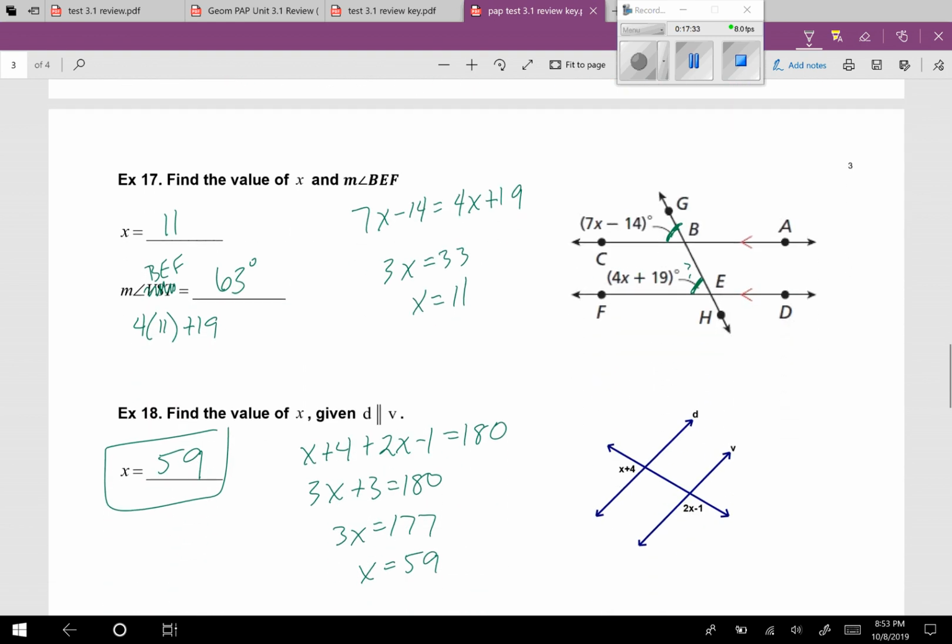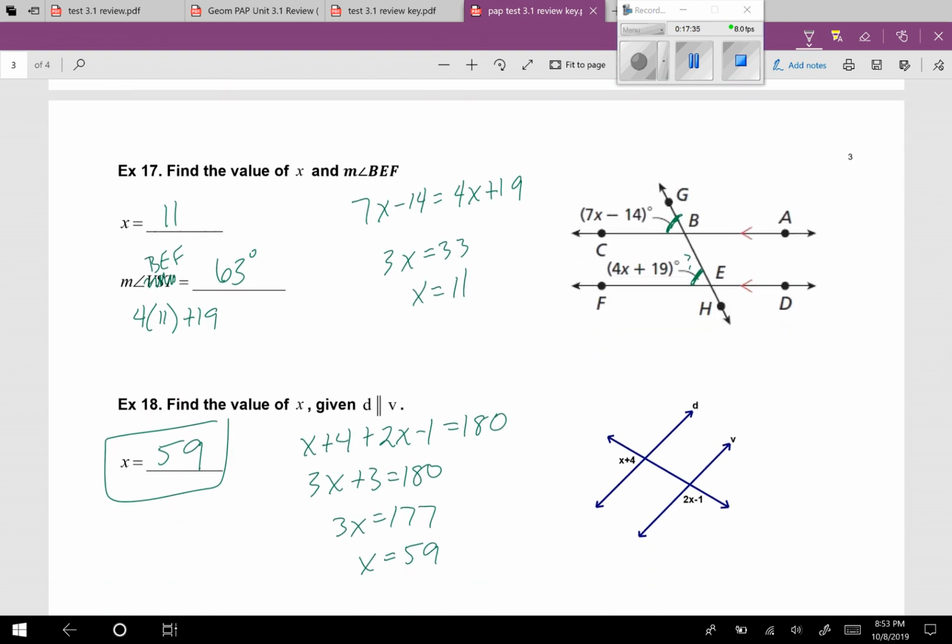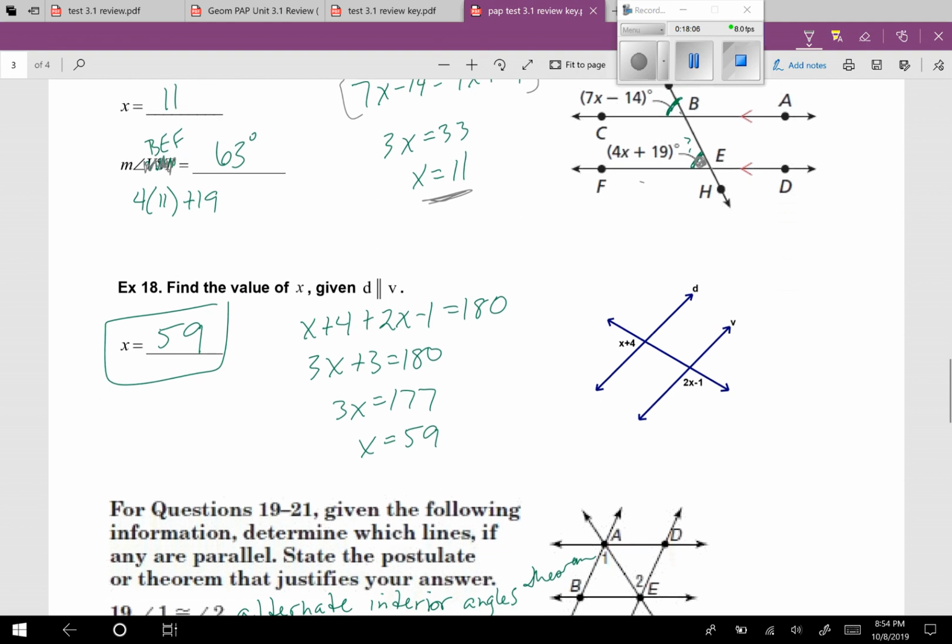Okay, question 17. It says find the value of x and find the measure of angle BEF. Over here, it accidentally says VST, just change it to BEF. So right away, I see these are corresponding angles, so I set them equal to each other, and I solve for x, which I got x is 11. And then once I know that x is 11, I need BEF. So it's this angle right here that we're trying to find. So I just plugged in 4 times 11 plus 19 gives you 63.